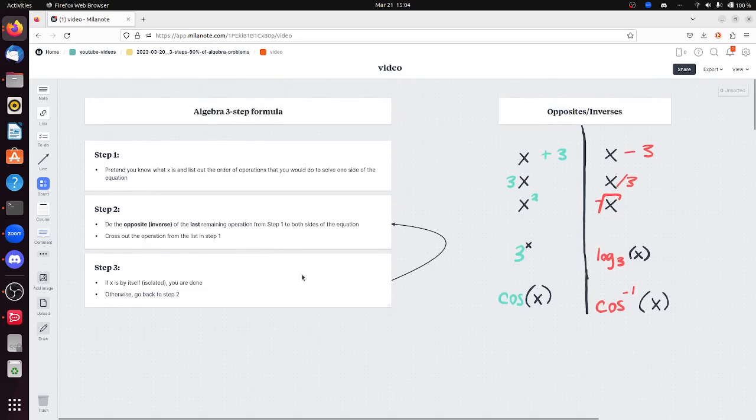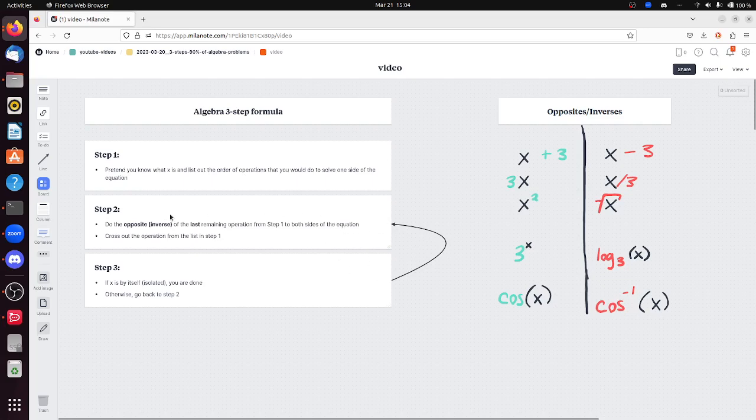So even though these are just three steps, you're going to do step one one time, then step two, and then step three. You might have to do step two and three many times before you're finally finished. But they are the same steps repeated over and over.